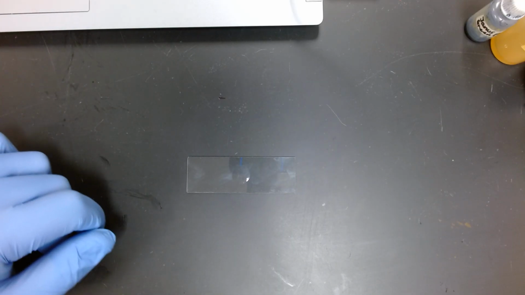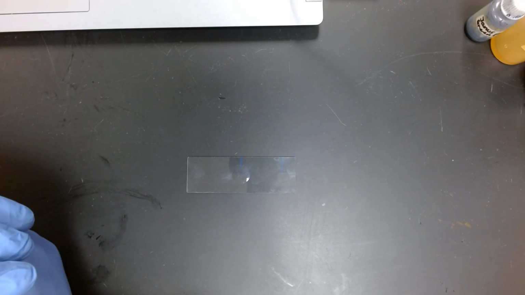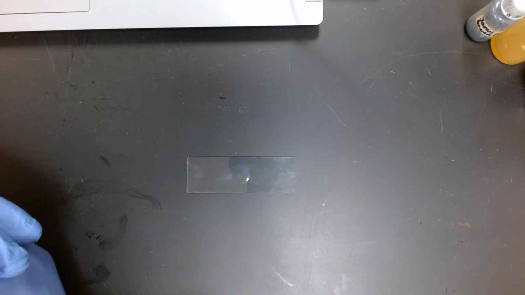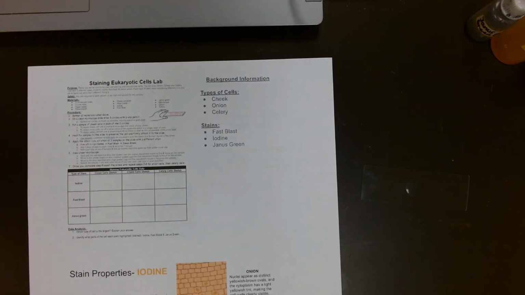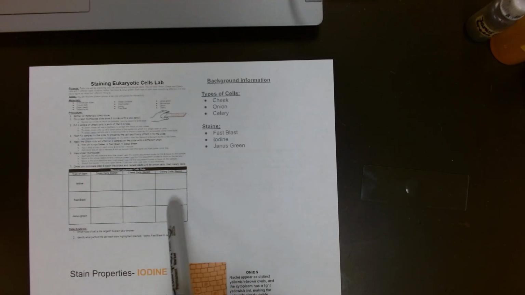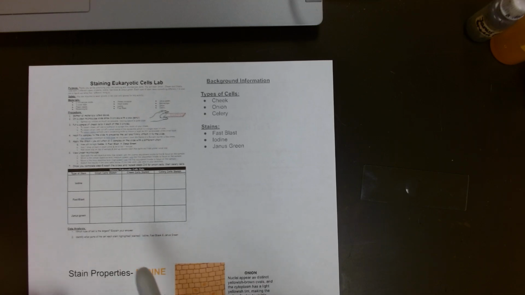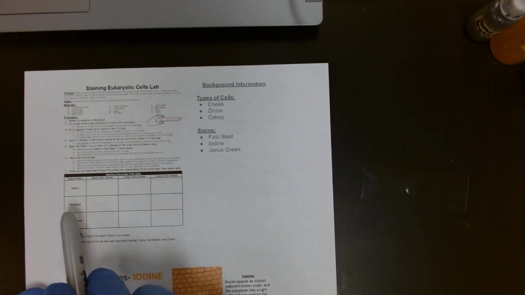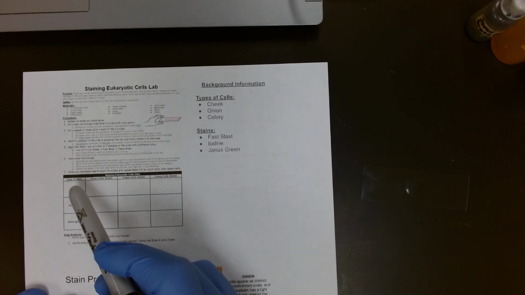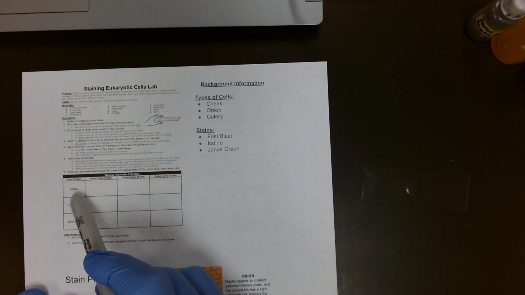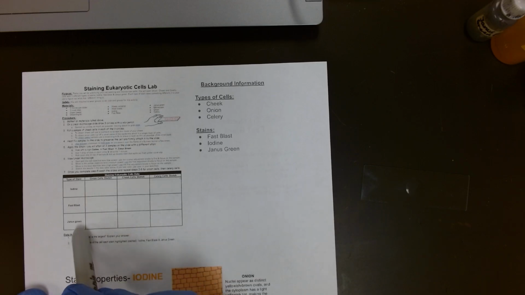So without further ado, let's get into it. Alright, so here we go. We have our slide. Not really sure the best way to show this. I'm going to just demonstrate one setup. What we're doing is, this will be a big copy for the students. You see there's 9 different boxes here for our data. So we would be running this trial with onions, cheek cells, and celery. And then we will be staining them with 3 different stains: iodine, fast blast, and Janus green.